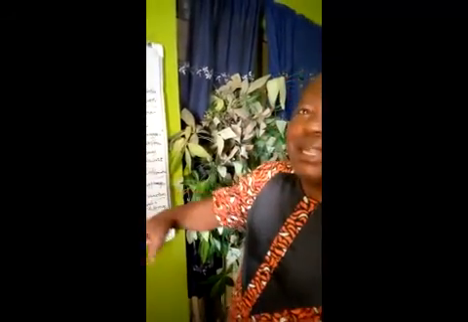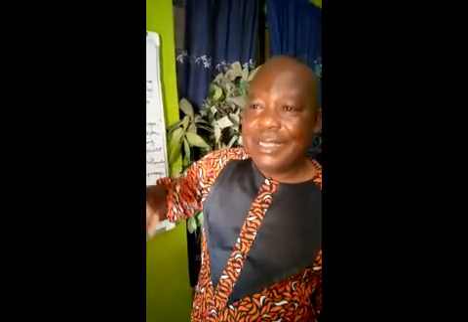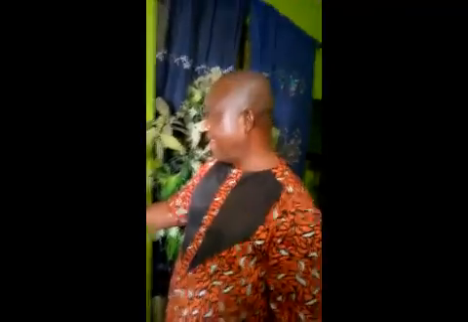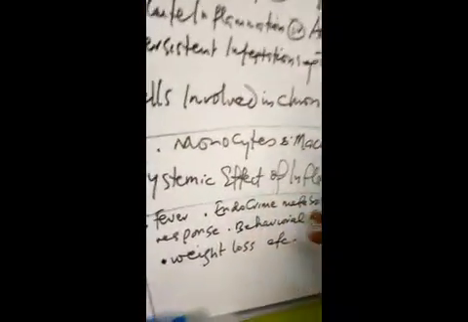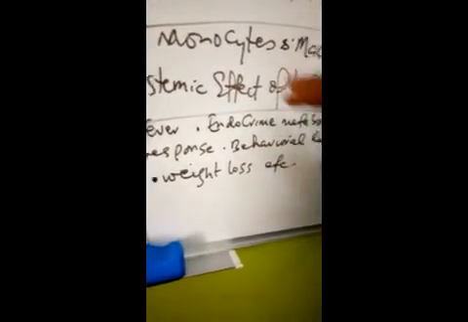Now, what are the cells involved in chronic inflammation? Two major types of cells are involved in chronic inflammation. These cells are the monocytes and the macrophages. What are the systemic effects of inflammation? The effects of inflammation will include fever, endocrine metabolic response, behavioral response, weight loss, etc., etc.